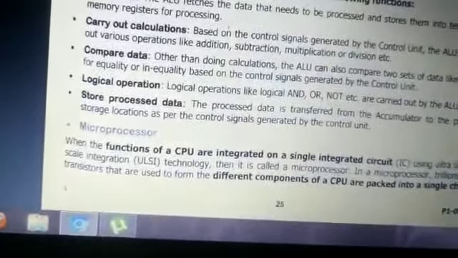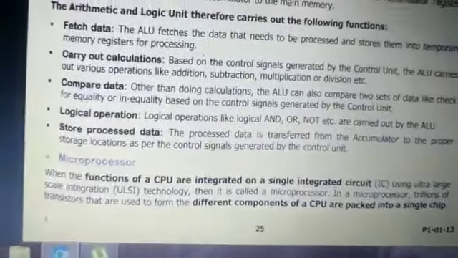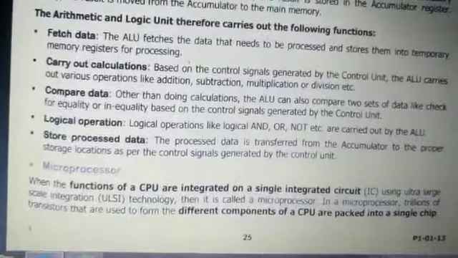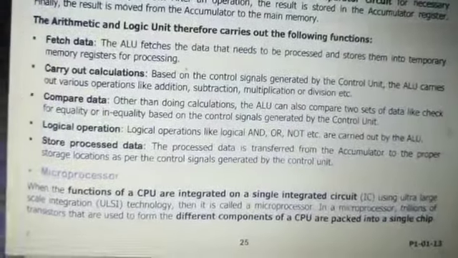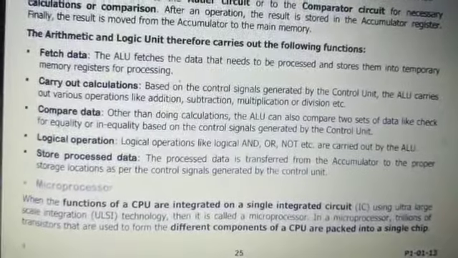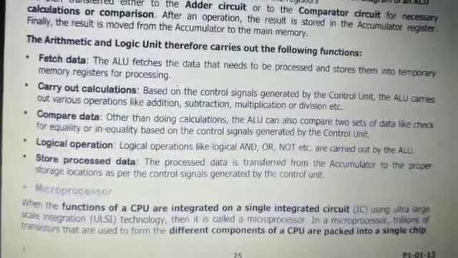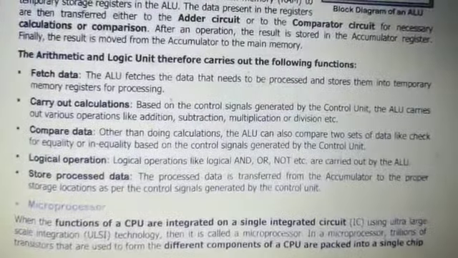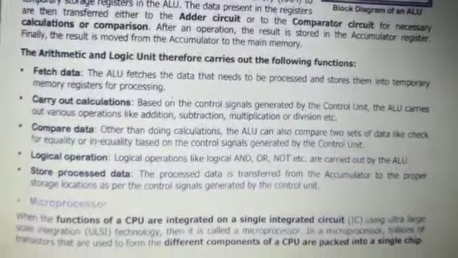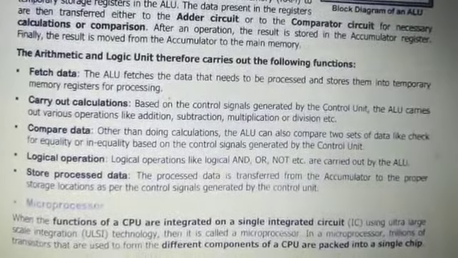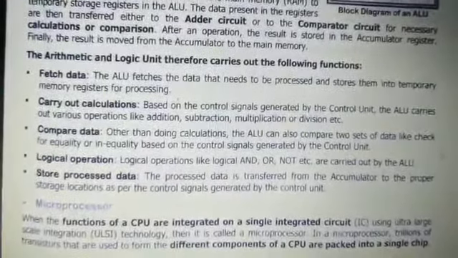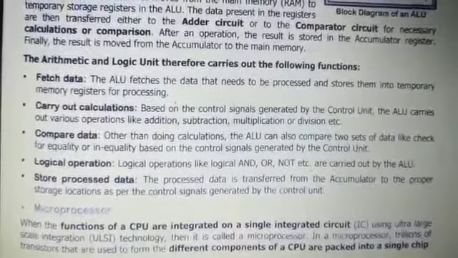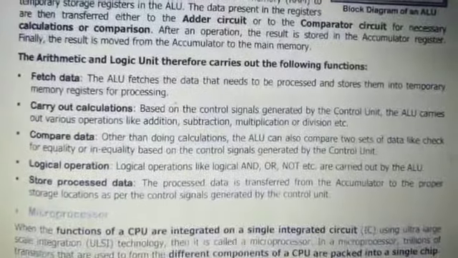What is a microprocessor? The function of the CPU integrated in a single integrated chip. That is the technology we are using, ultra large scale integration technology. Then it is called the microprocessor. In the microprocessor, as I have explained earlier, there are a trillion transistors that are used to form the different components of a CPU, packed in a single chip.